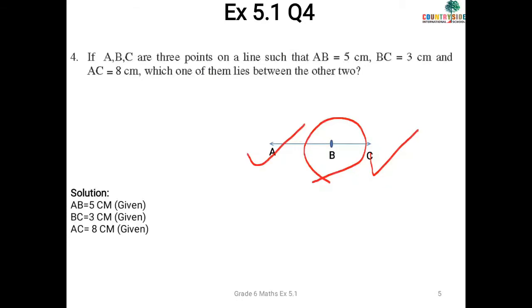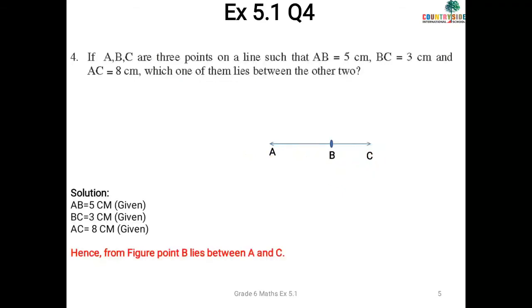The question is which one of them lies between the other two. So point B lies between the other two. So at the end you will write the statement: hence from the figure, point B lies between A and C.